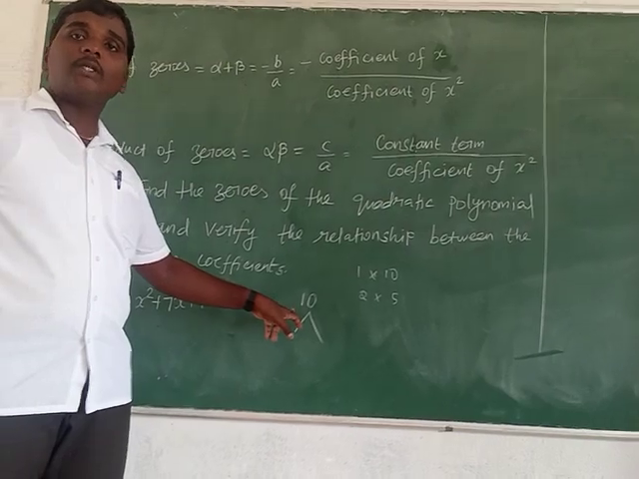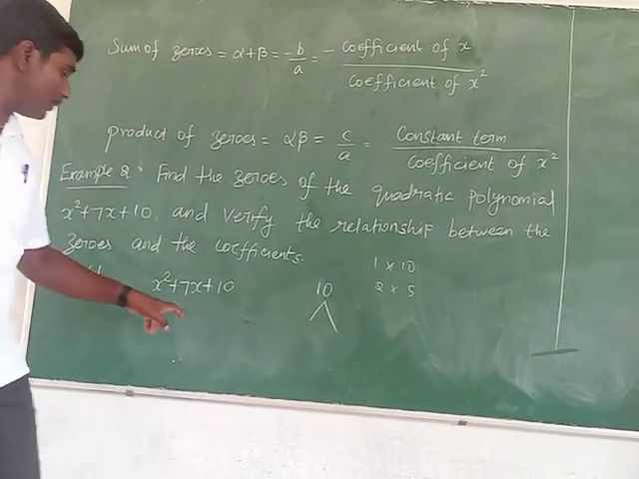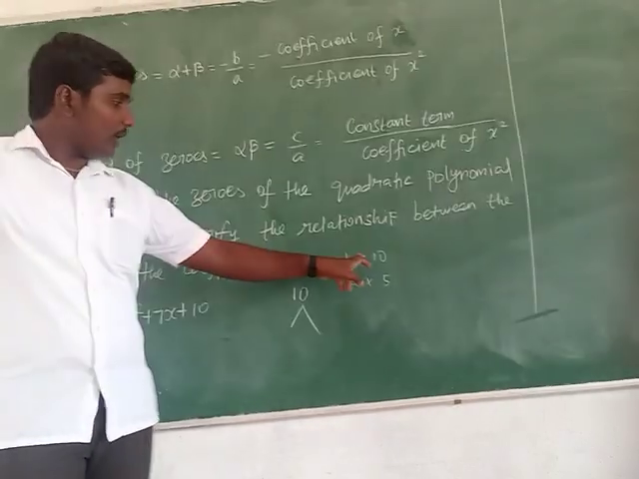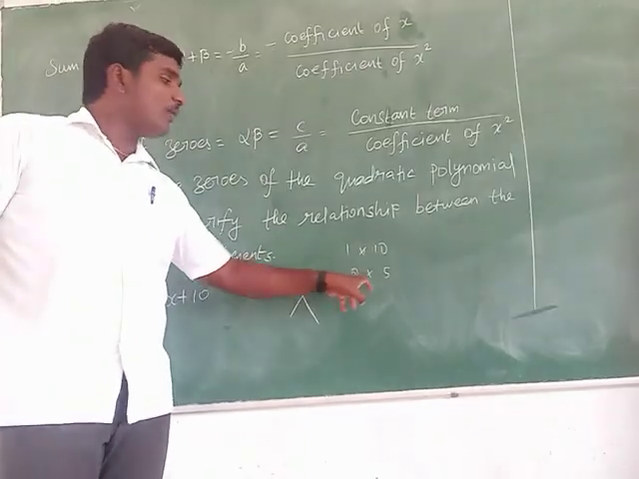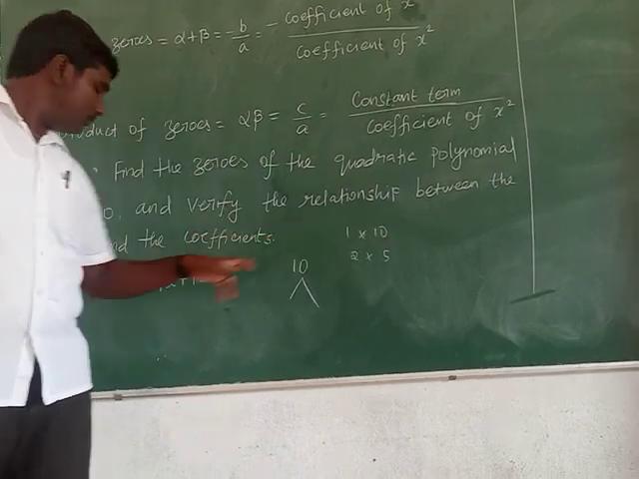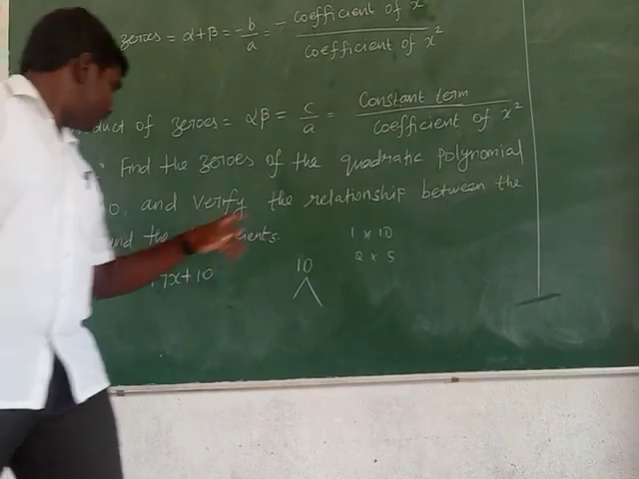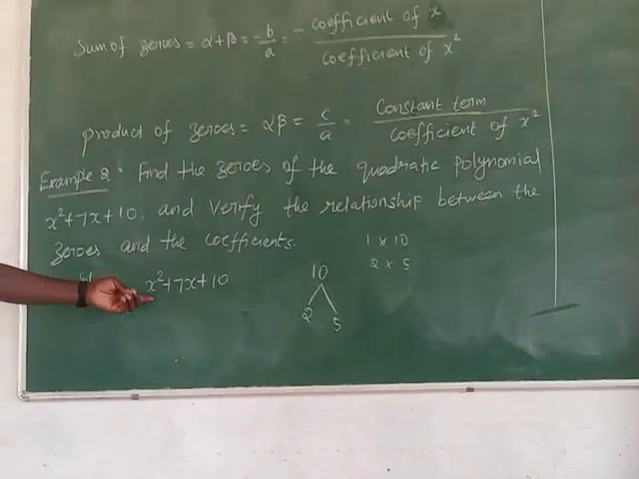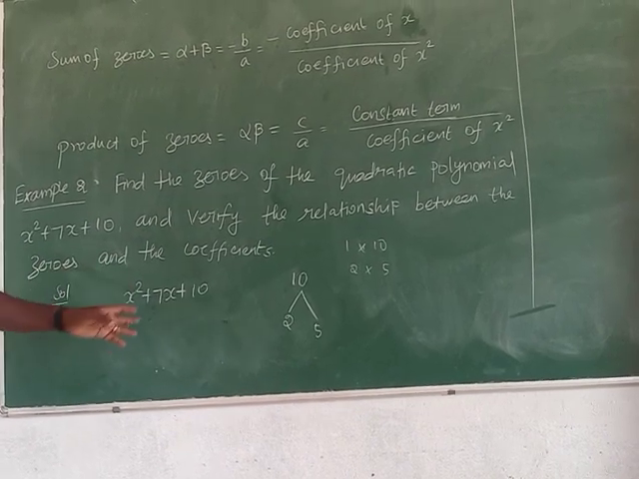Here the number is positive, so we want to add these two numbers, and the result we need is plus 7. 1 into 10 is 10, 2 fives are 10. 1 plus 10 is 11, no need, we need 7. 2 plus 5 is 7, yes. So you take 2 and 5. Any coefficient of x square? No. If any coefficient is there, I will explain in the next problem.